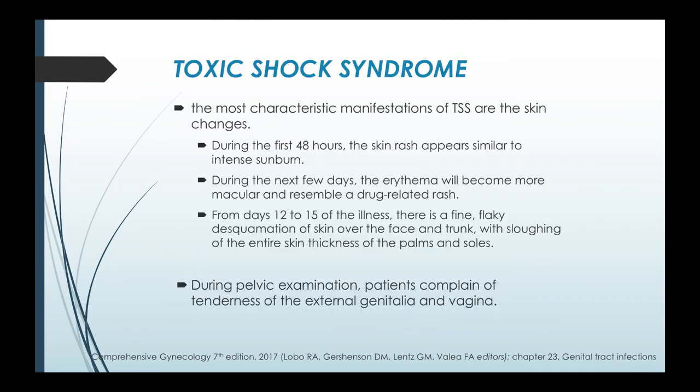The most characteristic manifestations of toxic shock syndrome are the skin changes. During the first 48 hours, the skin rash appears similar to intense sunburn. During the next few days, the erythema will become more macular and resemble a drug-related rash. Now, from days 12 to 15 of the illness, there is a fine, flaky desquamation of the skin over the face and the trunk with sloughing of the entire skin thickness of the palms and the soles.